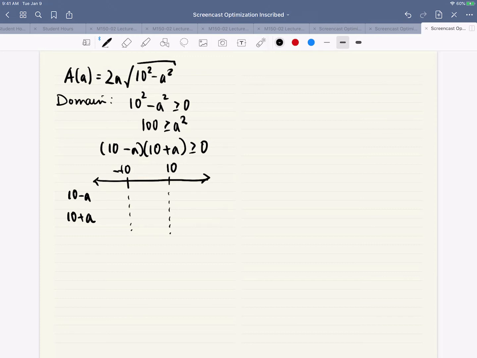So the first factor, 10 minus a, on these three subintervals is going to be positive, positive, negative. And 10 plus a is going to be negative, positive, positive. So 10 squared minus a squared, when you multiply these two things together, is negative, positive, negative. This tells us the leftmost interval is bad for my area function. The rightmost interval is bad, but the center interval is what we want. So our domain is the place where 10 squared minus a squared is greater than or equal to 0.